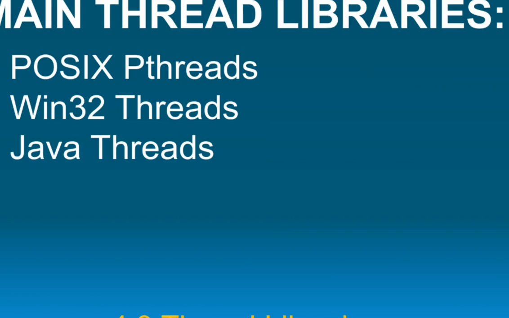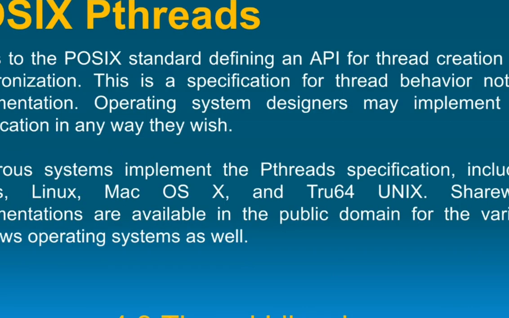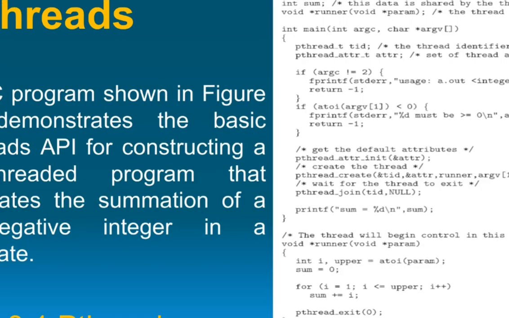Three main thread libraries: POSIX pthreads, Win32 threads, and Java threads. POSIX pthreads refers to the POSIX standard defining an API for thread creation and synchronization. This is a specification for thread behavior, not implementation. Operating system designers may implement the specification in any way they wish.